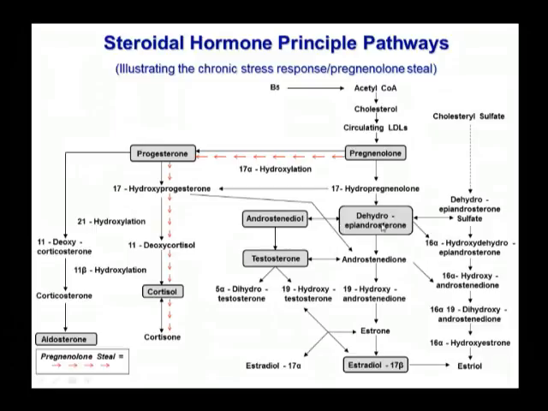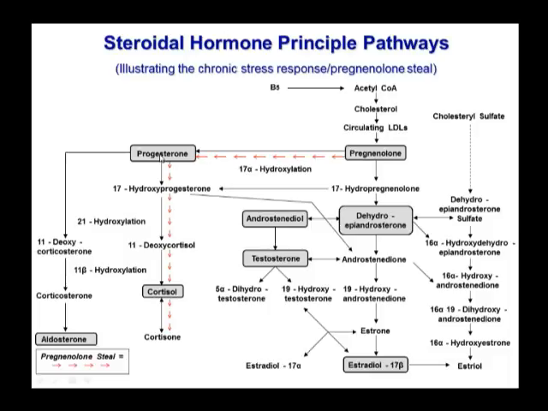dihydroepiandrosterone, or DHEA. DHEA can move down to become testosterone. DHEA can also move down to form various estrogens: estrone, estradiol, and estriol. Okay, so DHEA is a critical hormone for overall hormonal balance.